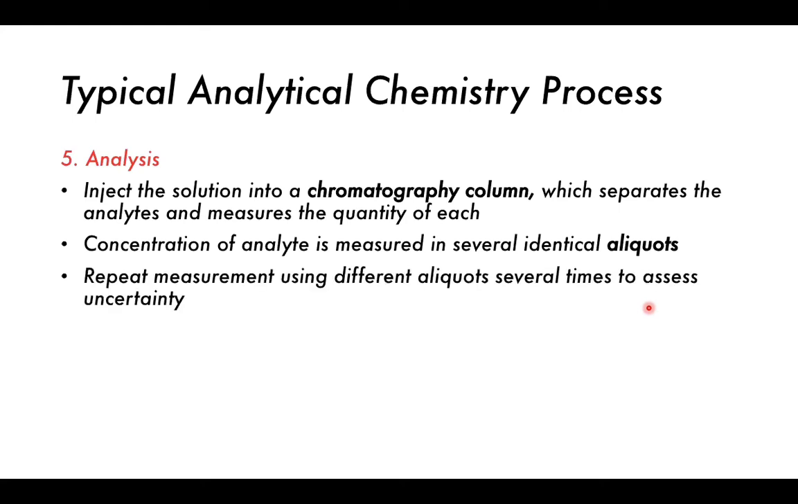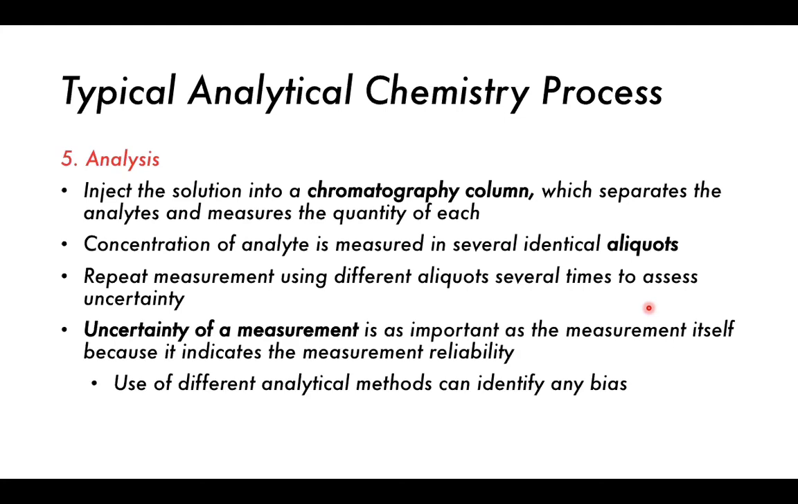So we repeat the measurements using different aliquots several times to assess uncertainty or variance in the samples, because we could randomly have either a bad measurement or a bad sample. If we only do one, we could end up with biased results, which are not actually representative of the system. So typically we do at least 3, preferably at least 5 measurements with 5 different samples and aliquots. The uncertainty of a measurement is as important as the measurement itself because it indicates the measurement reliability. Use of different analytical methods can identify any bias.